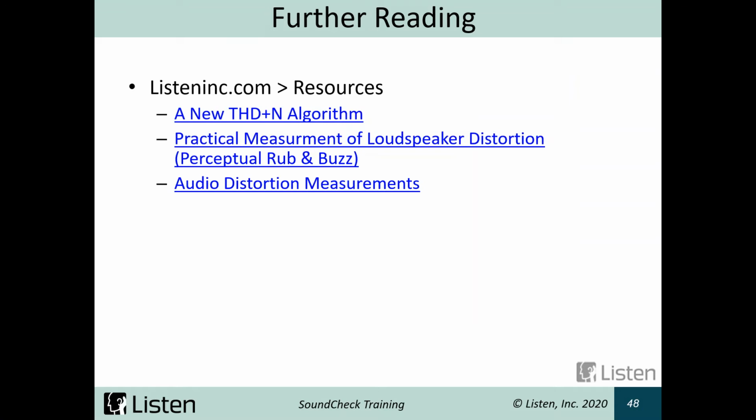I mentioned this a little bit before, but some papers we have are available on our website. If you go to listeninc.com, under the resources, we have a paper for the THD+N algorithm that goes into a lot of calculations on that, use cases, how we came up with it. There's a paper on practical measurement of loudspeaker distortion, which relates to perceptual rub and buzz, and audio distortion measurements, which just covers a lot of different distortion topics. So if you want more applications of these, a little bit under the hood of how the math is done, definitely recommend to go and read into those a little bit more.